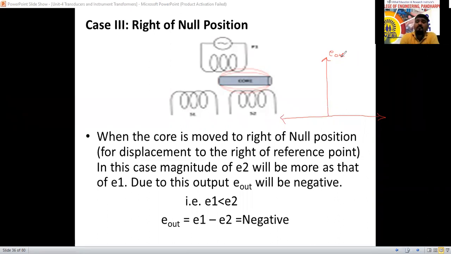Can anyone tell how we can draw the characteristics of LVDT? जब भी क्वेश्चन पूछते साइलेंट हो जाते हैं लोग.